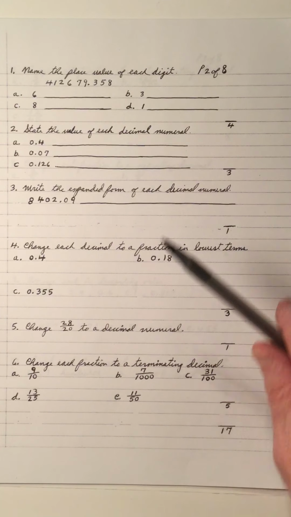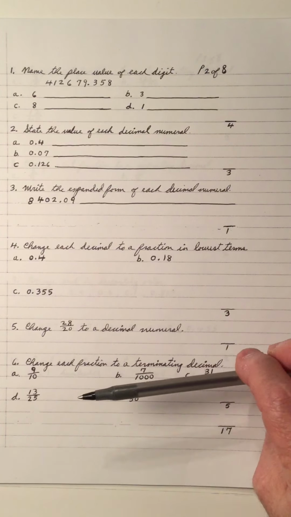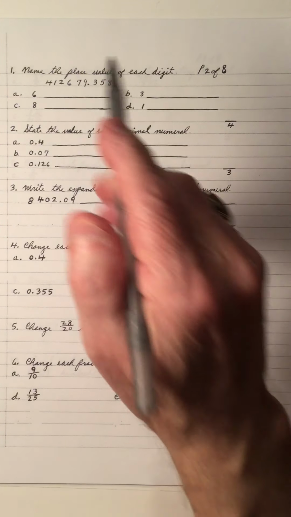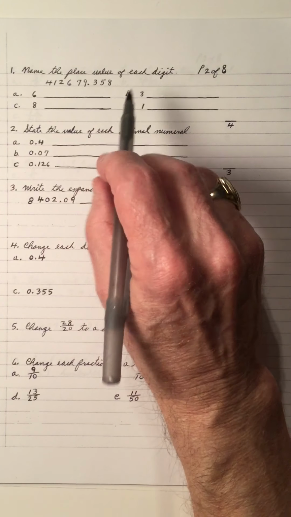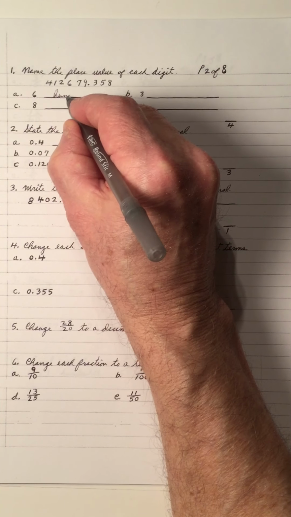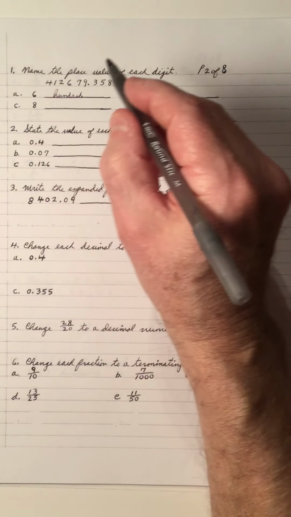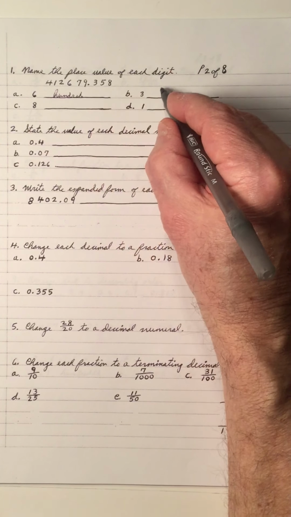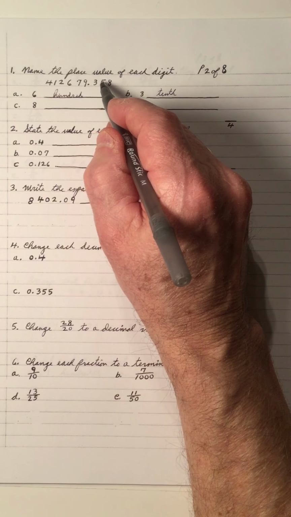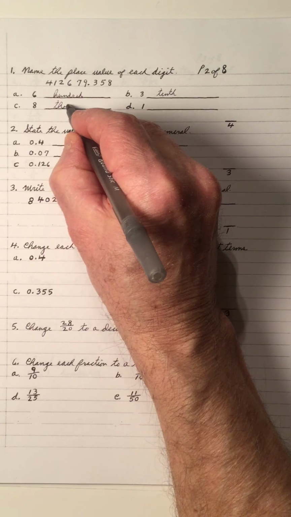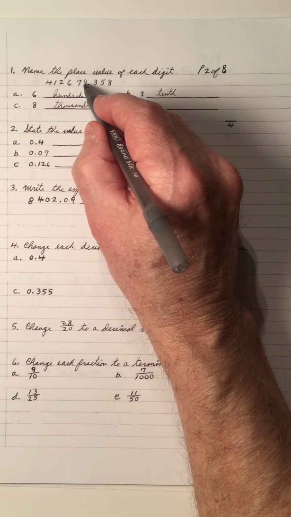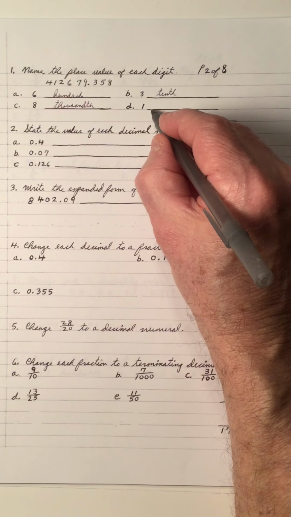Page 2 of 8. So notice you have all these questions, so pause your video, work all these out, and then press play to see how many you get right. Name the place value of each digit. The 6, so that's ones, tens, 100. B, the 3 is in the tenths, one place to the right of the decimal. 8 is in tenths, hundredths, thousandths. And the 1 is in the 1, 10, 100, 1,000, 10,000.